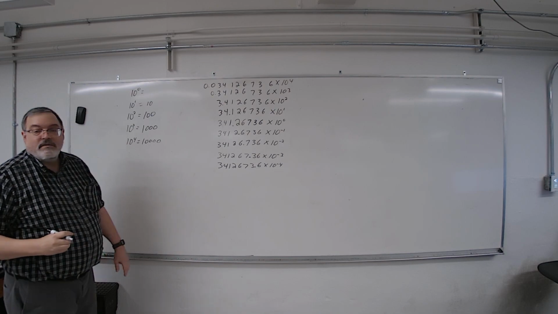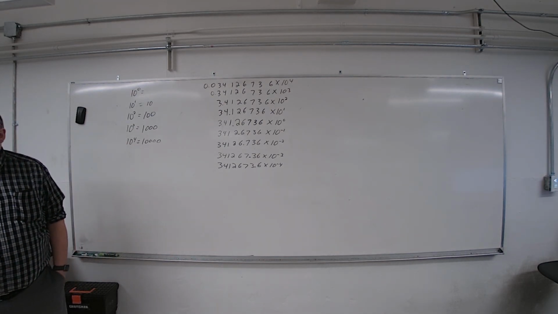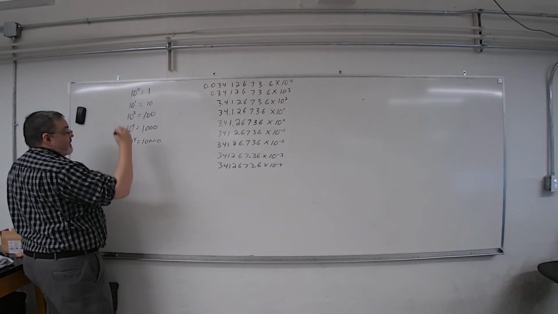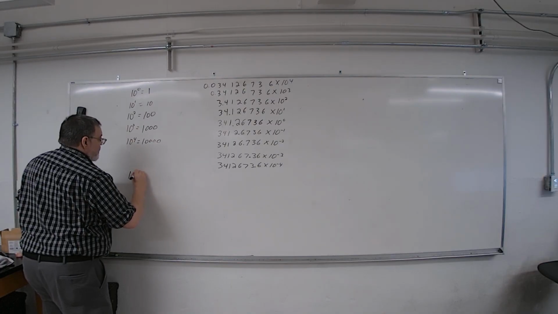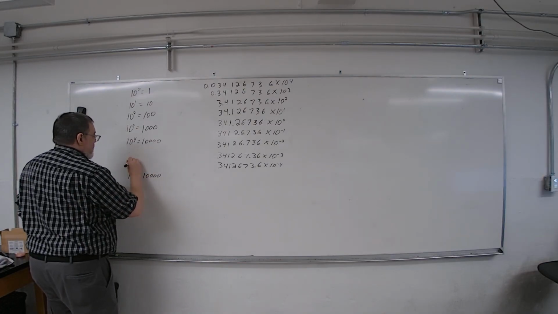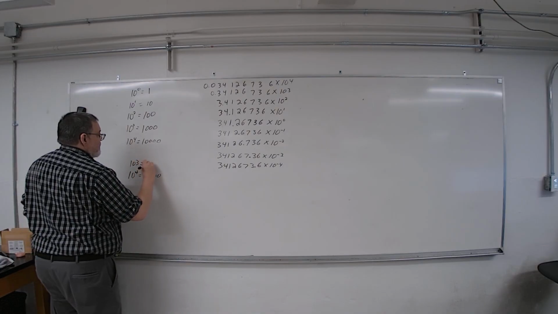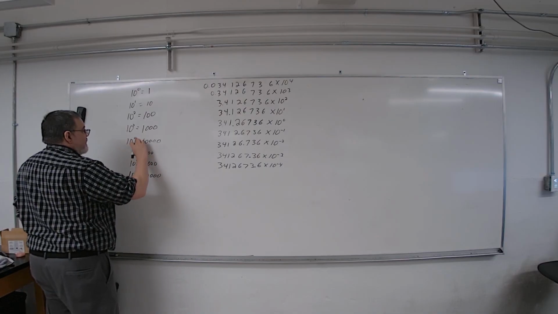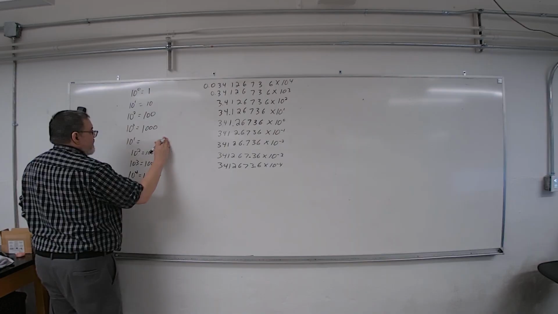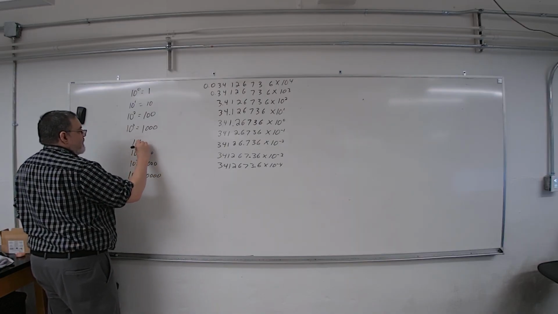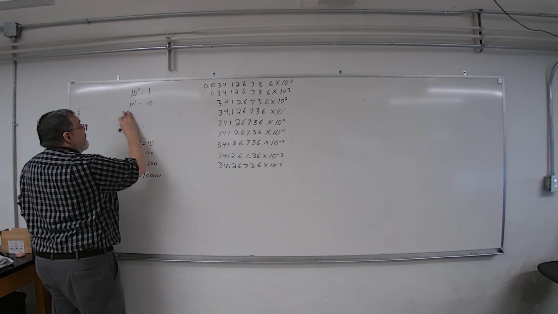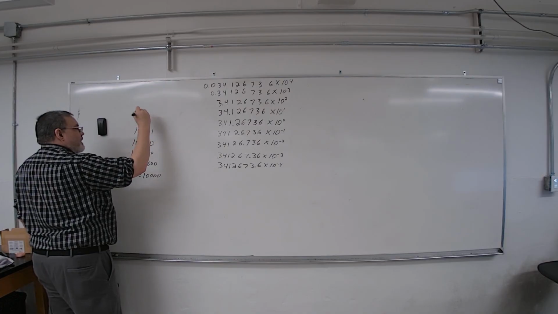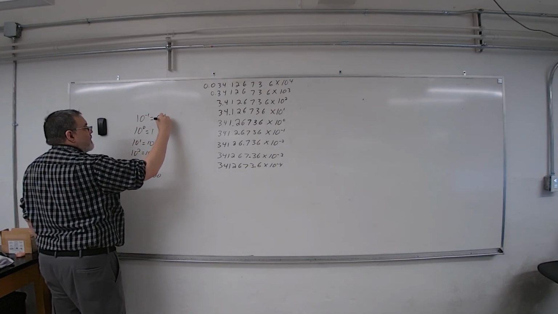Do you know what 10 to the 0 is? Any number to the power of 0 for some weird reason is 1. I should have left room to continue up. I'm not in a hurry. 10 to the 3, 10 to the 2 equals 100. 10 to the 1 equals 10. 10 to the 0 equals 1. 10 to the negative 1 equals 0.1.